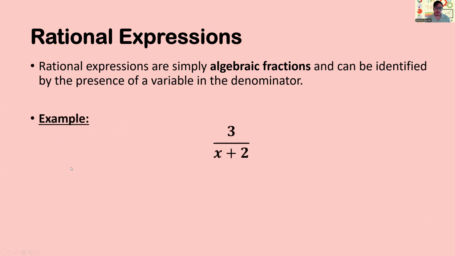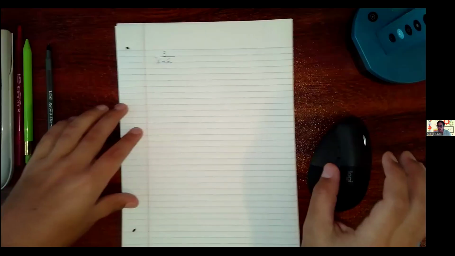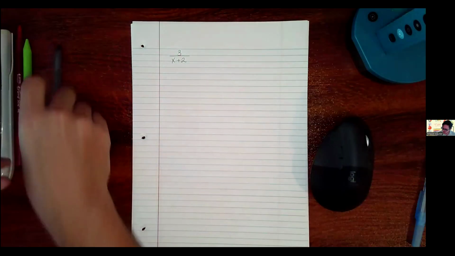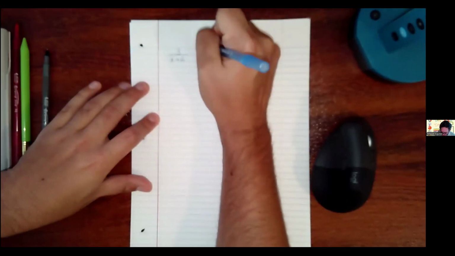So here's our first example. We have just 3 over x plus 2. Okay. And this probably feels like it's simple enough to work with. I'm going to write it down on paper so that we can kind of see some stuff. X plus 2. Okay. What you need to understand is that these rational expressions and fractions in general are just division problems. So we're going back over here. We have this rational expression.